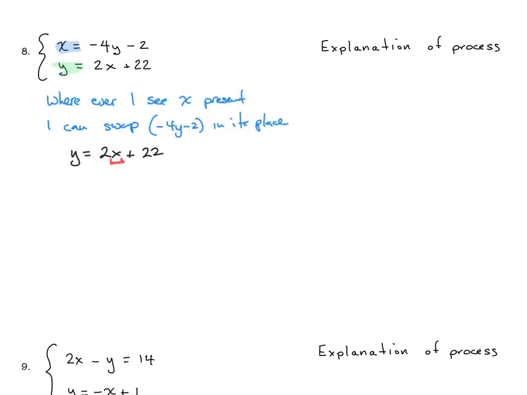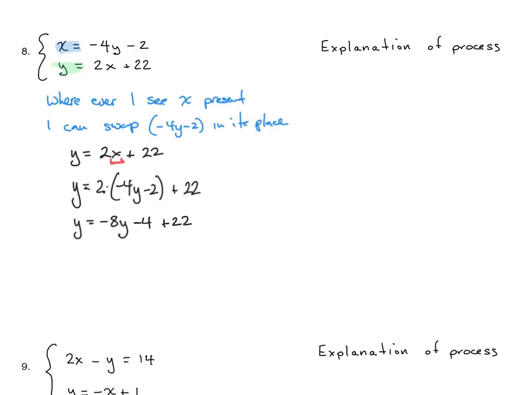So what we'll get is y equals 2 times the group, the quantity, negative 4y minus 2, plus 22. So again, this is important because of that 2 out in front. To drop parentheses is the distributive property. So what I need to do now is distribute that 2. Distribute means to multiply. So 2 times negative 4y is negative 8y. So y equals negative 8y. And then distribute the 2 to the negative 2. So 2 times negative 2 is negative 4. And I'm adding 22 to that.